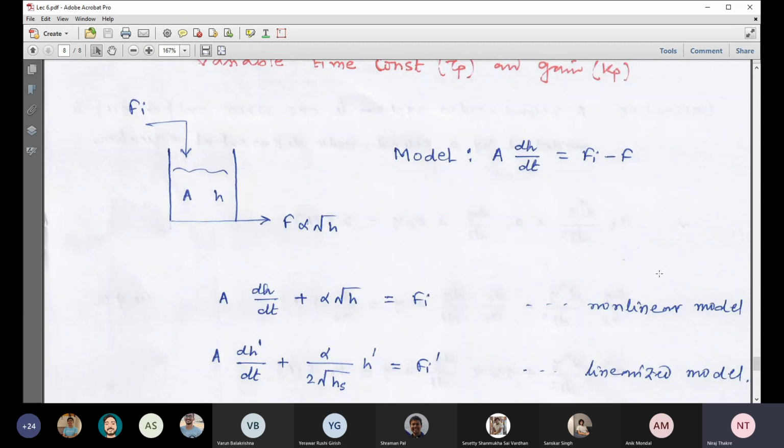What is the expression for tau p? So tau p is 2 into root over of H into A, divided by alpha. Yes, divided by alpha. Okay, correct.